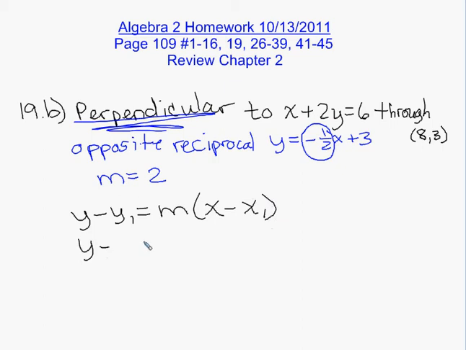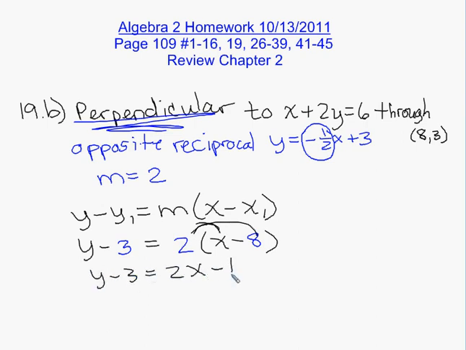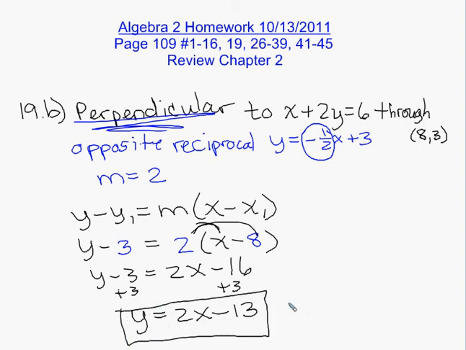Okay, and we're going to substitute in the values of x and y and the slope. So again, we're using this point. 8 is the x, 3 is the y. It's really common to get those mixed up when you plug them into the formula, so really be careful with that. Okay, and from here we're going to distribute and then just simplify. So y minus 3 equals 2x minus 16. We're going to add 3 to both sides, and that will allow us to solve for y. So y is equal to 2x minus 13. And this right here is the perpendicular line.